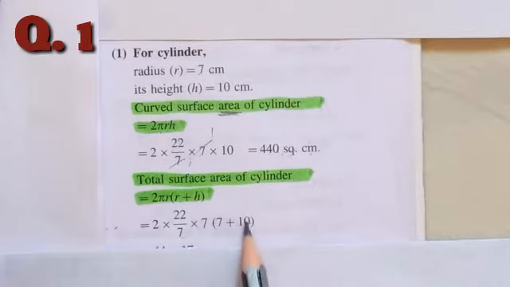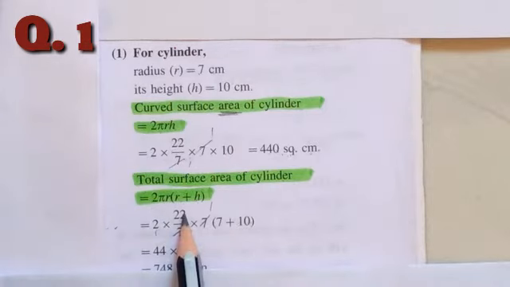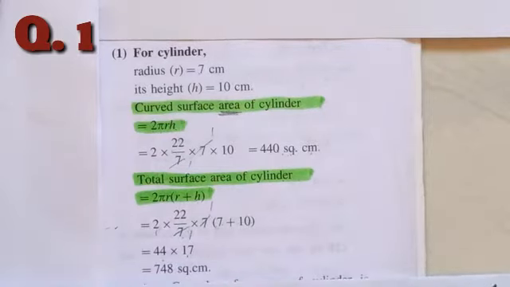Now students, in the next step, we have to do the addition of these two numbers. But before that, we can cancel this 7. 7 ones are 7, 7 ones are 7. Let's write whatever is remaining. That is 2 into 22, it means 44. Multiply with 7 plus 10, 17. Got it, students? If we do the calculation, then we get the answer, that is 748 square centimeter.